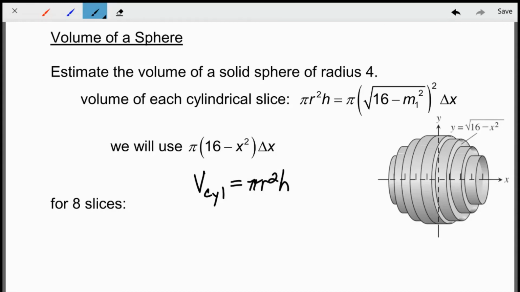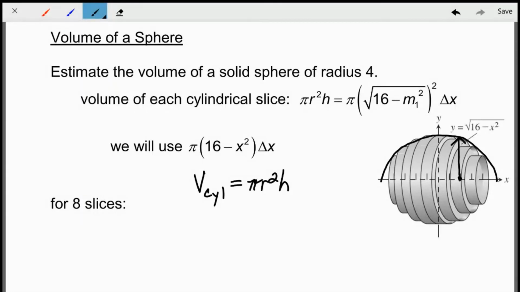Well, what they did was they said, okay, well, the radius is essentially going to be, if I were to draw in a curve here, that would be a semicircle, and the distance from the x-axis up to that curve would be whatever the function value is for the top half of the circle that would form the entire sphere.